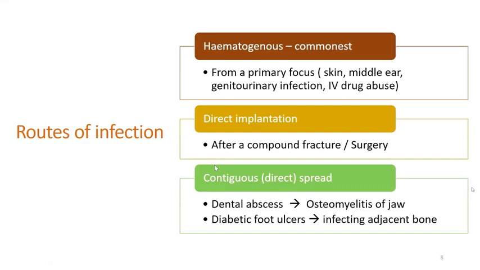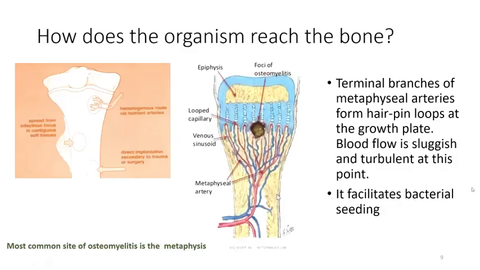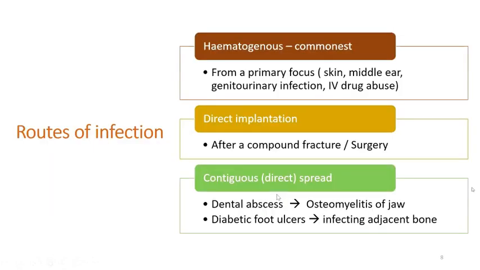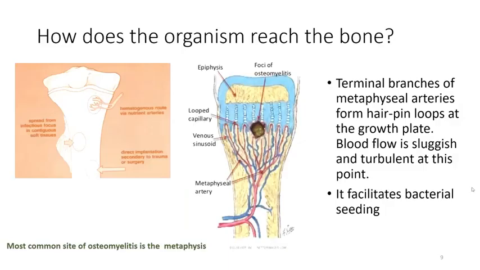Also, it could spread from an adjacent organ, like a person who has infected dental caries forming an abscess. These organisms can spread into the adjacent bone in the jaw, causing osteomyelitis of the jawbone. And people who have diabetic foot ulcers can commonly get acute osteomyelitis in the adjacent bone. So those are the routes of infection in acute osteomyelitis.